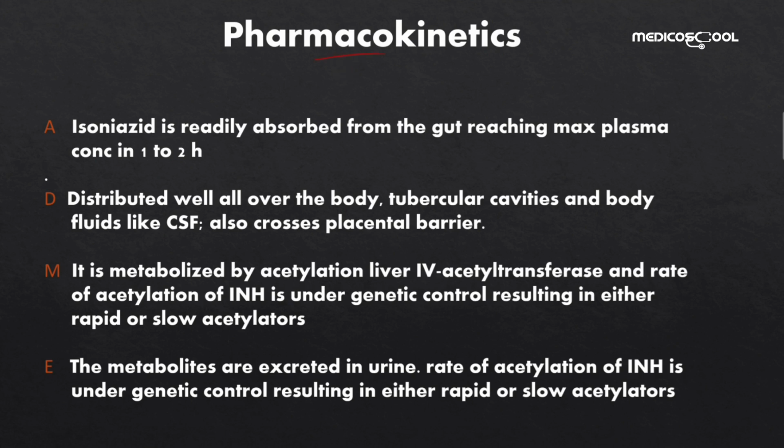Coming towards the pharmacokinetics, it is readily absorbed from the gut and reaches the maximum plasma concentration at about 1 to 2 hours. We will discuss the pharmacokinetics under 4 headings: A for absorption, D for distribution, M for metabolism, and E for excretion. So isoniazid is readily absorbed from the gut, reaching the maximum plasma concentration in about 1 to 2 hours. Coming to distribution, it is distributed well over all the body, in the tubercular cavities, in body fluids like CSF, and can cross the placental barrier.